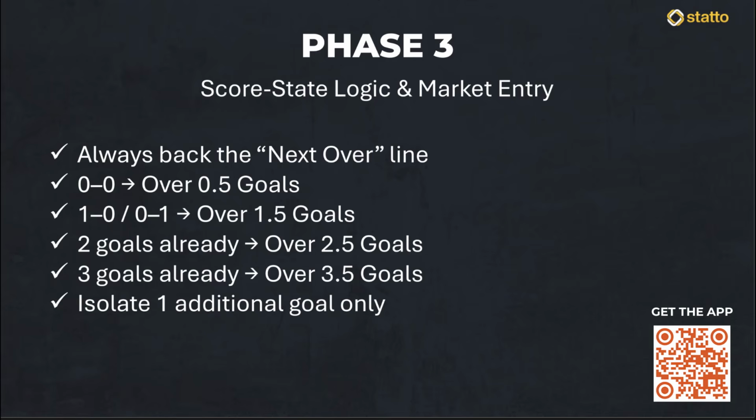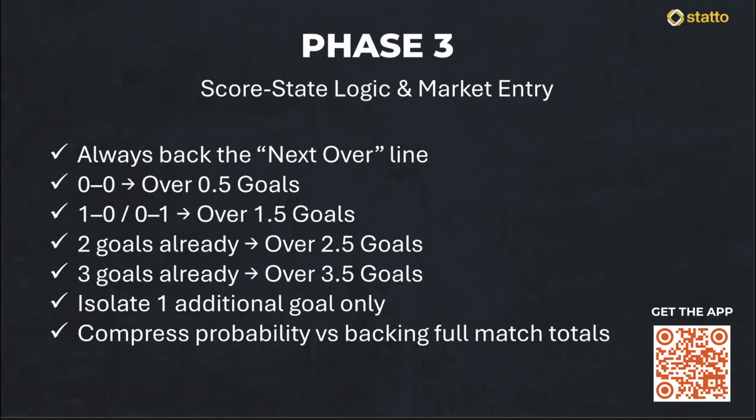I'm genuinely curious to know if you've ever found yourself in that position where you've backed over 2.5 at halftime in a 1-0 game, only to watch it finish 1-1 and lose your stake, even though you correctly predicted the second half action. This is why we compress the probability. We only need one moment of pressure to convert to secure a win.